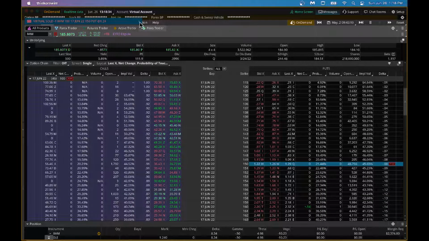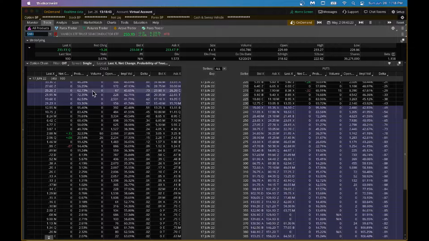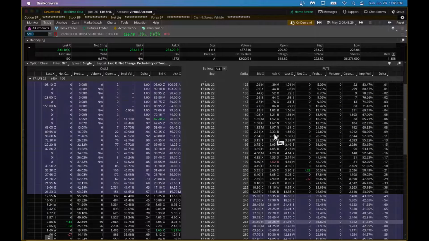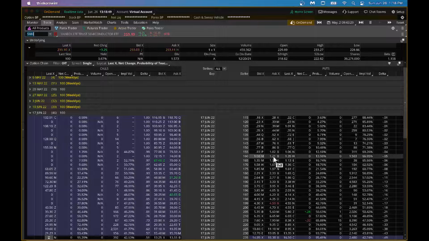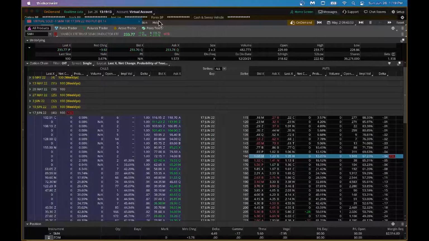All right, that got filled right away, and we'll do the same thing for one more, SMH, one of my favorite ETFs, the semiconductor ETF, as many of you know. We'll do the same thing for this one also. Let's go here and see. Look, 13% probability of touch around 160. I would go a little higher. Look, volume is a little bit low here. Right here is good. Don't want to be too greedy. And look, 114 is the mid price. I would say 114, and confirm and send. All right, this one also got filled.